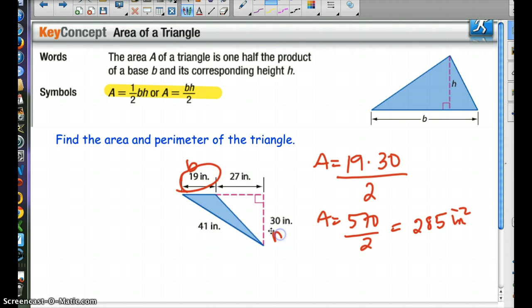So again, always looking for that 90-degree mark to find that height. And that's just the way it is in geometry. Just finding that altitude is always going to be our height.